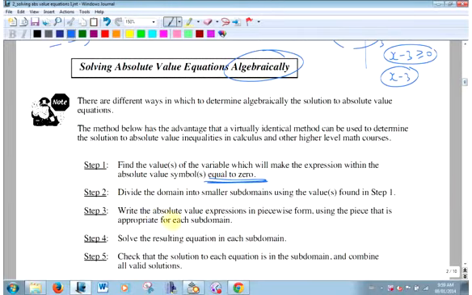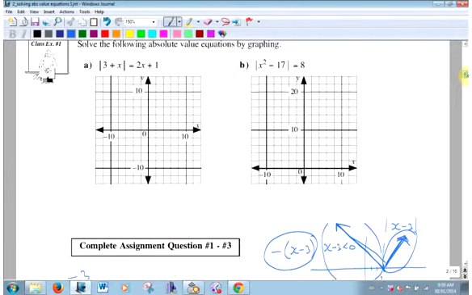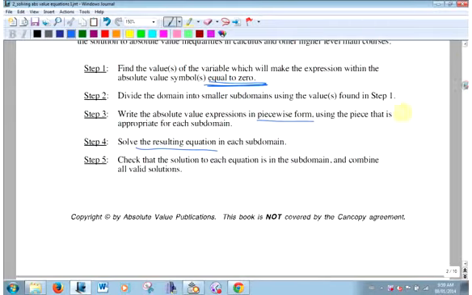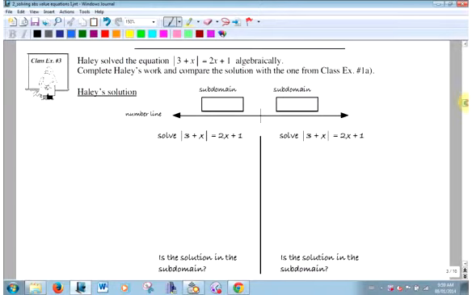I'm just going to go over this, then I'll give you an example. Write the absolute value expressions in piecewise form. That's what I just did. That's what you did yesterday. Solve, that's the difference now. It's not just graphing this. We want to solve it. And then check, combine, see if it's valid. You have to check it to see if it works. So I'm going to do this one first, and then I'm going to do it again with a different way of thinking about it.